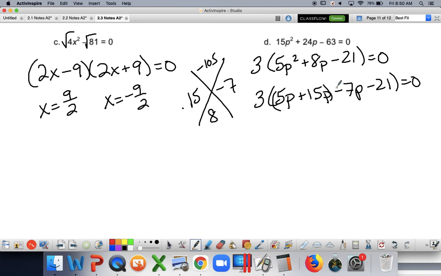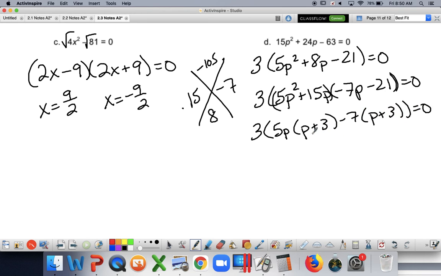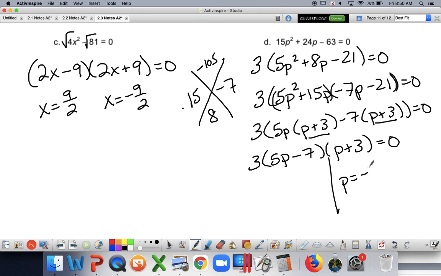I then do my grouping. I verify that those two are equal to each other. So my final factors are 5p minus 7 and p plus 3. I set each of those factors equal to 0, and I get one of my x-intercepts is negative 3, and my other one is 7/5.